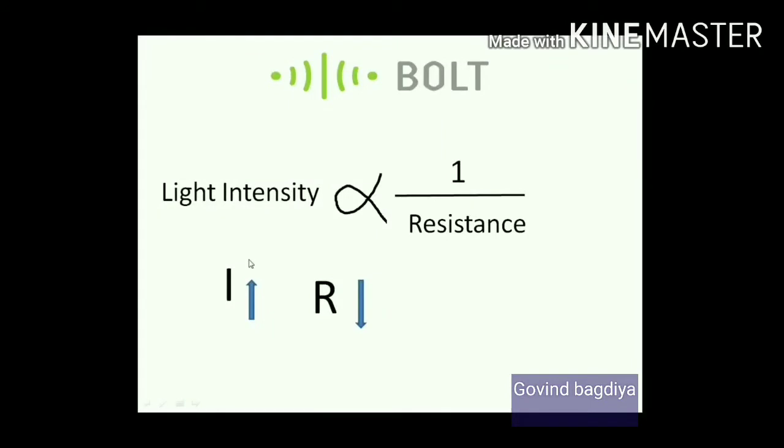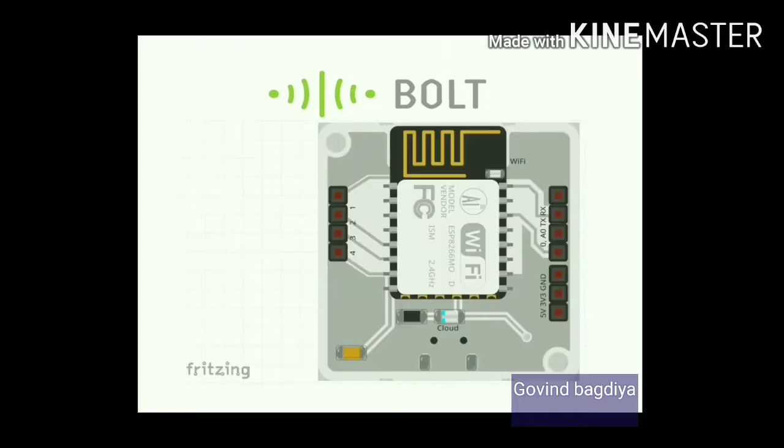The light intensity is inversely proportional to the resistance. As the intensity of the light is increased, the resistance is decreased, and vice versa. LDR is an analog sensor. The Bolt IoT Wi-Fi module has an analog to digital converter and has an analog input pin A0.